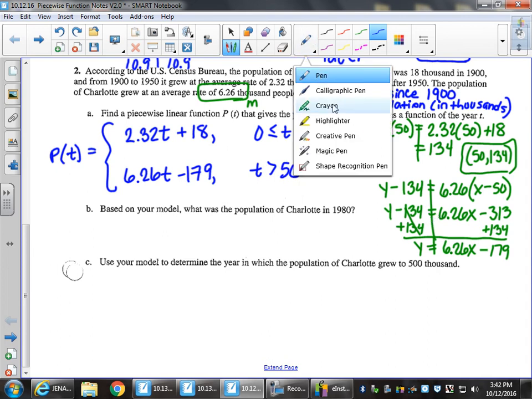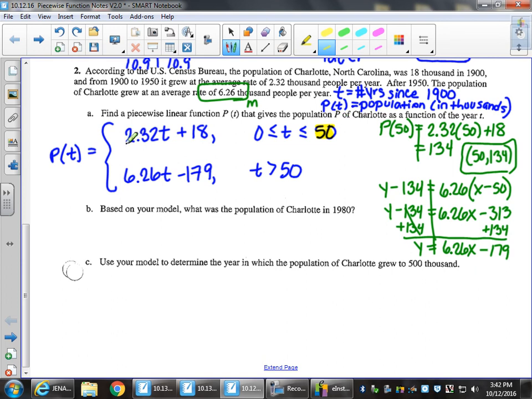So again, let's talk big picture. The strategy. We're all good getting this first piece. It's figuring out what comes next. To figure out what comes next, we are going to take the largest t value, in this case 50, of this piece. We substitute it into the expression, and when we did that, we got 134. That becomes the ordered pair (50, 134).